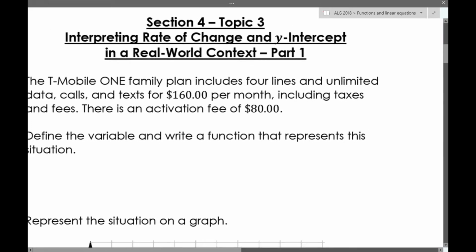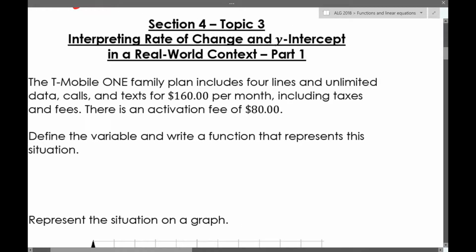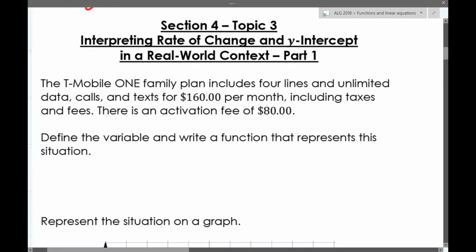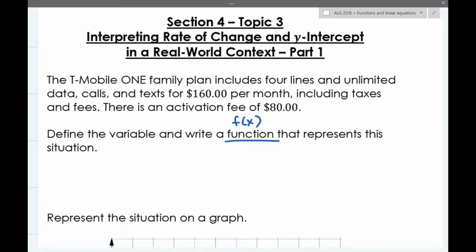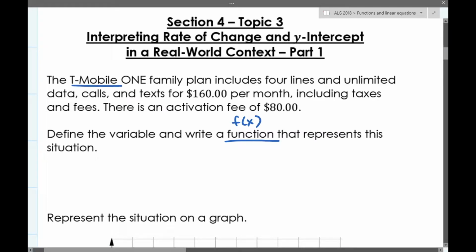The first problem states that the T-Mobile One family plan includes 4 lines and unlimited data, calls, and text for $160 per month, including taxes and fees. There's an activation fee of $80. Okay, so the first question says define the variable and write a function that represents this situation. So first, it says function, so we have to use a function of f of x. Okay, remember your f and your x could be any variable that you want. So in this case, I think a smart one would be t for T-Mobile.